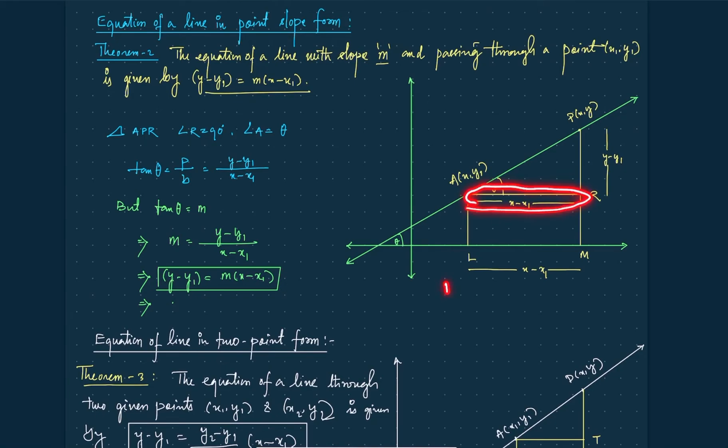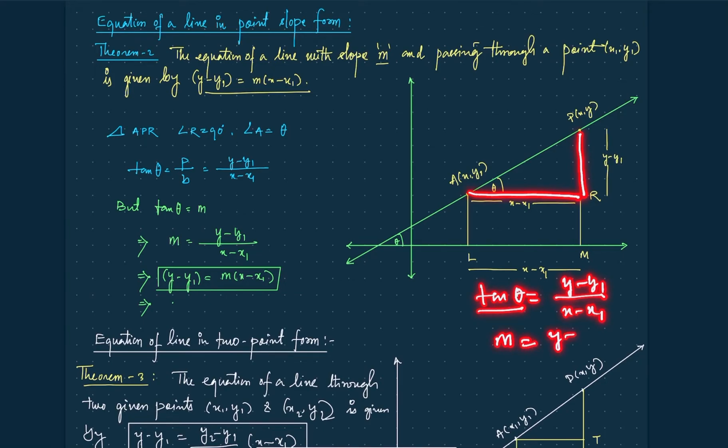Now what is tan theta? Now you check this triangle, a right angle triangle. In this right angle triangle, this is theta, this is 90 degrees. So if this is theta, then what is tan theta? Tan theta will be height divided by the base, right? What is the height? y minus y1. What is the base? The base is x minus x1. But what is tan theta? Tan theta is equal to slope m, which is equal to (y minus y1) divided by (x minus x1).